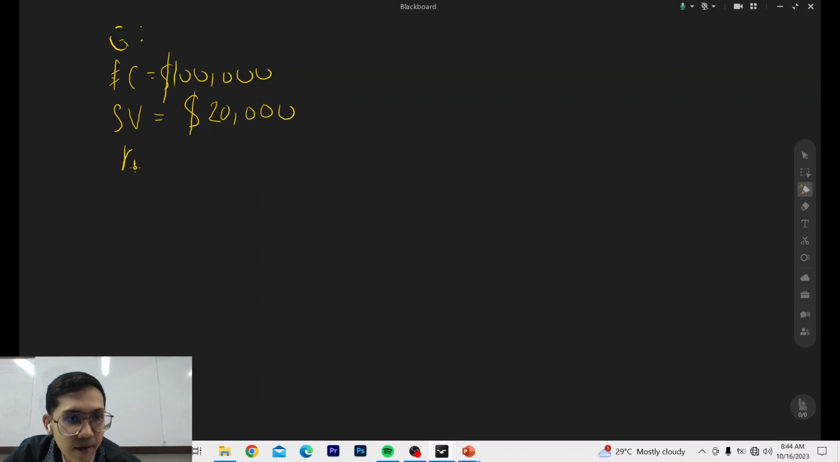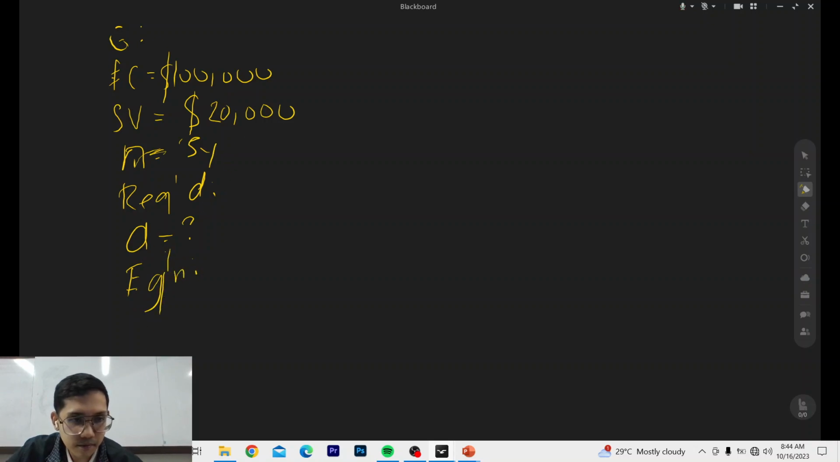And we have the useful life N is equal to 5 years. Okay. So, the required is our depreciation. So, our equation will be, the formula: D is equal to first cost minus salvage value all over N.